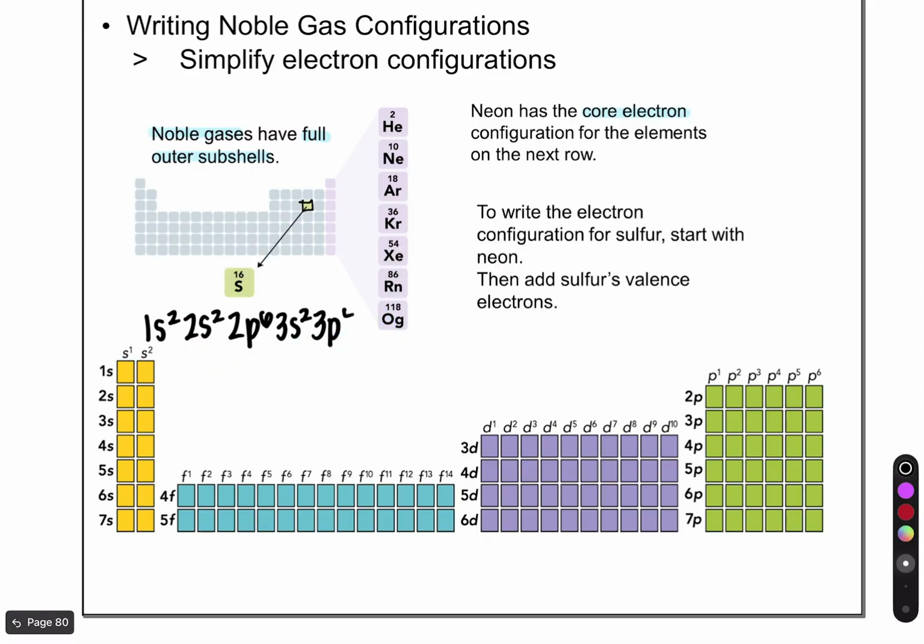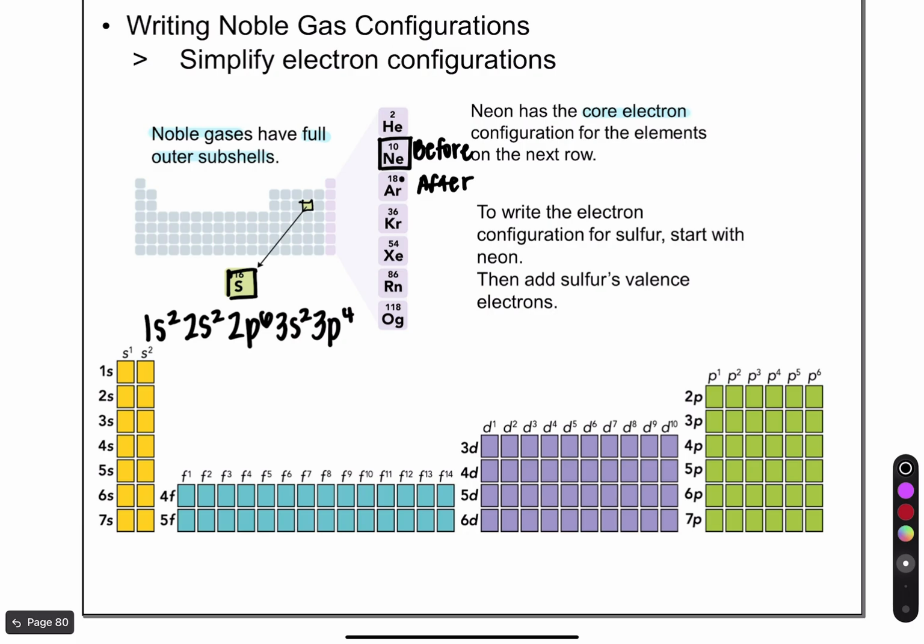Now, if I wanted to abbreviate this, I'd have to figure out first and foremost what noble gas comes before sulfur. So sulfur is element 16. Argon is element 18. Since this comes after sulfur, this is not the noble gas we want to abbreviate with. We want the noble gas that comes immediately before sulfur.